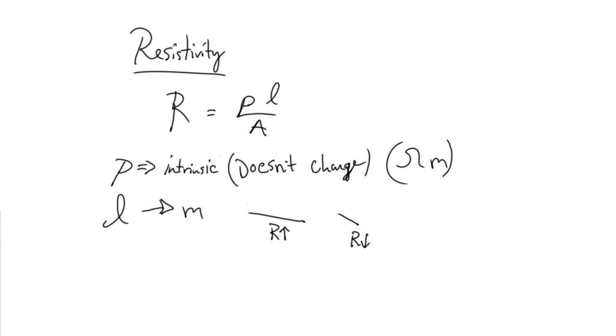Since this has a shorter distance to go, its resistance is going to be lower. All right. What about cross-sectional area, and how does that play a role? Cross-sectional area is going to be in meters squared. Let's say I have a larger tube versus a smaller tube. If I were to cut right down the middle of these tubes, what would my cross-sectional areas be? Well, this one would be a larger circle, and this one would be a smaller circle.